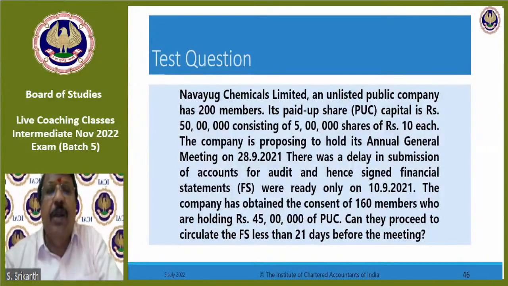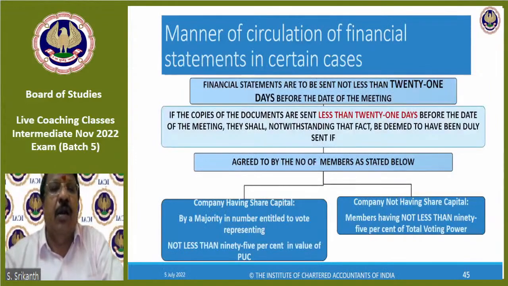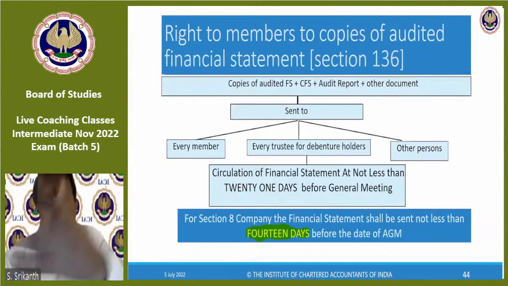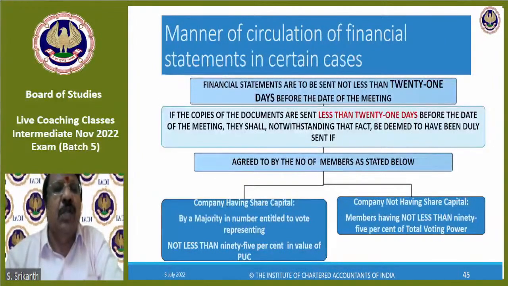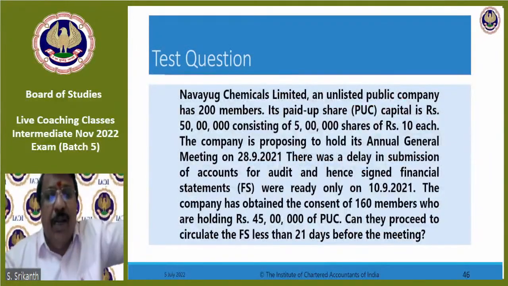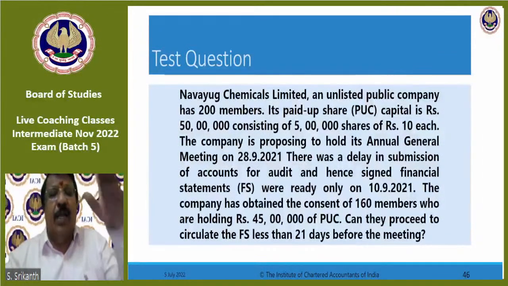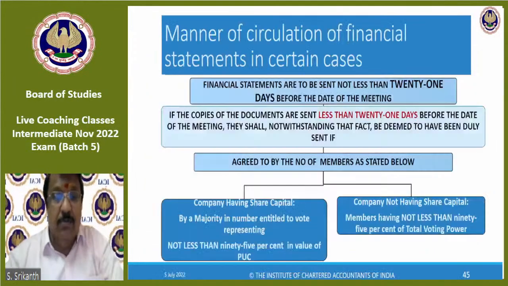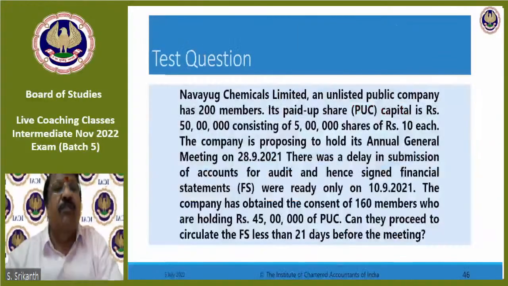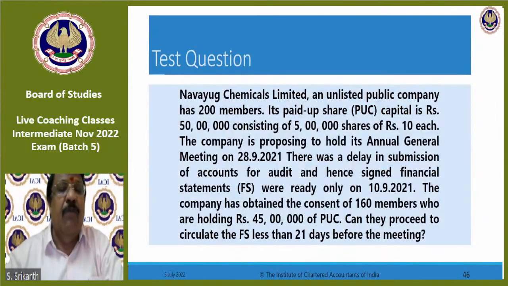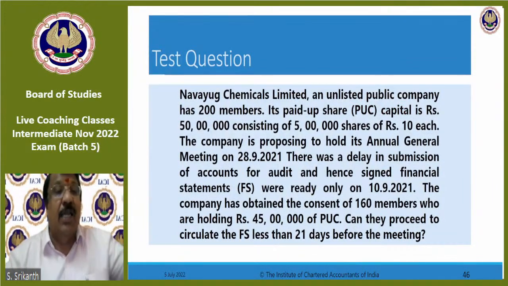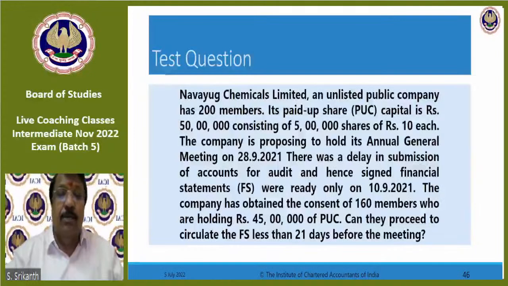Then, according to section 136 of the Companies Act 2013, if the company wants to circulate financial statements less than 21 days, they have to obtain the consent of. You can write this. This is the answer. The law. Okay. In the case of Navayug Chemicals Limited, the number of members consenting should be not less than 101, and they should also hold 47,50,000 capital.